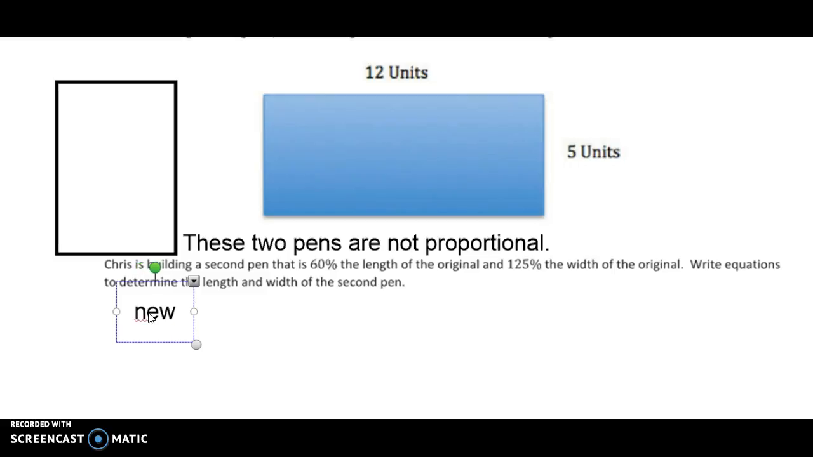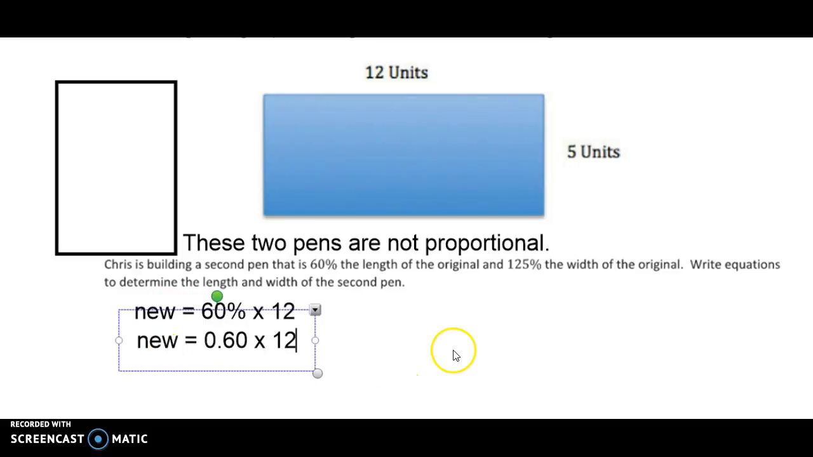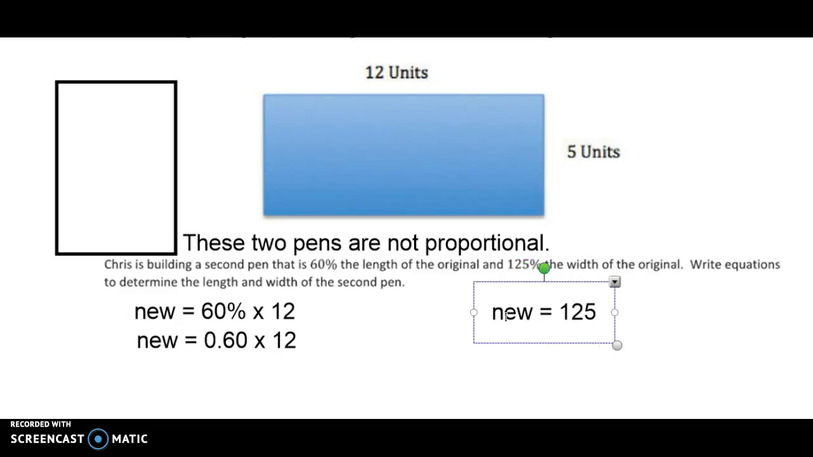So the new length is going to be equal to, it says 60% of the original, right? So the new is going to be 0.6. That way your calculator understands what to do here, right? 0.60 times 12, which you can figure out on your own. You've got your calculator right there. You also know that the new width is going to be 125%. This time it's going to grow, times the original width, which is 5.